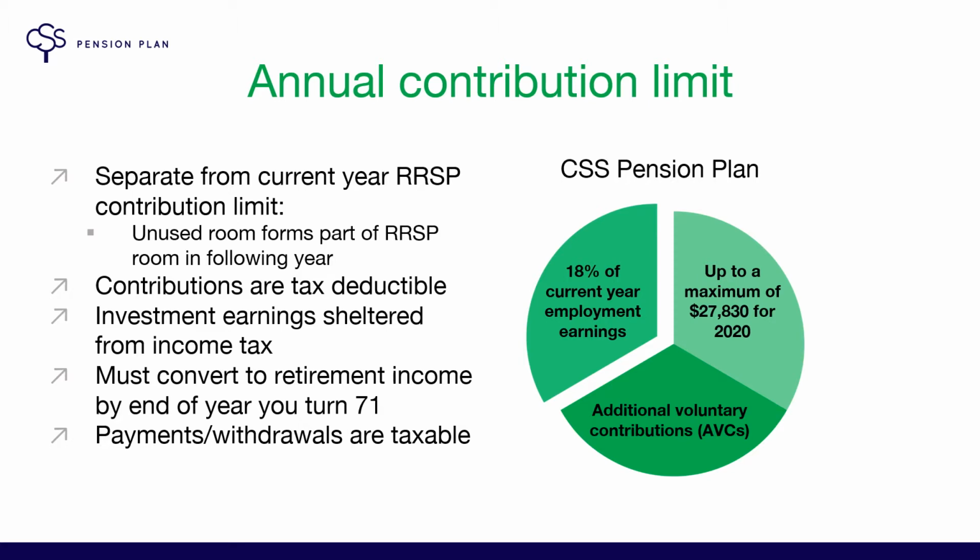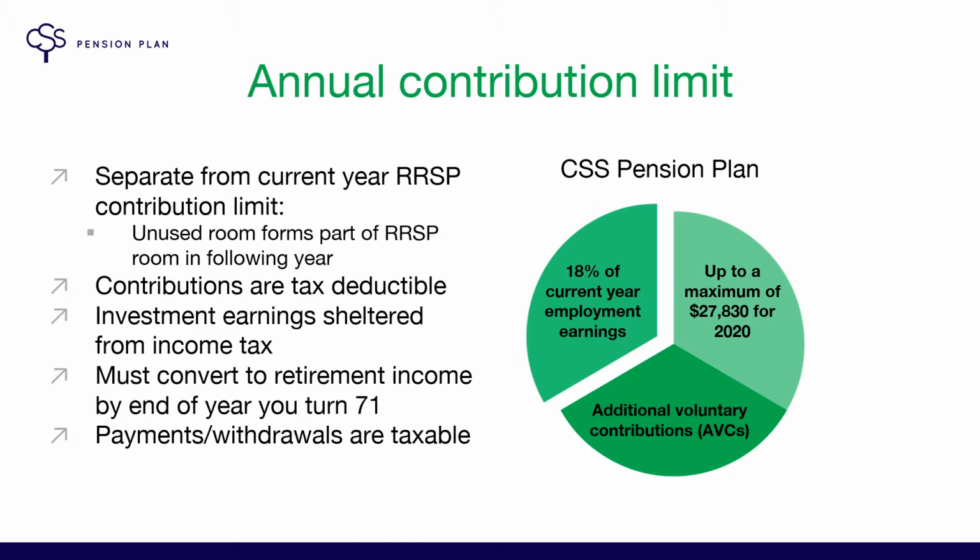You would arrange this through your employer's payroll department so that the extra contributions are deducted off your paycheck and remitted to the pension plan each pay period. If you decide to make additional voluntary contributions, you can turn them off and on whenever you like, but you cannot access them until you are no longer working for any employer member of the CSS Pension Plan.